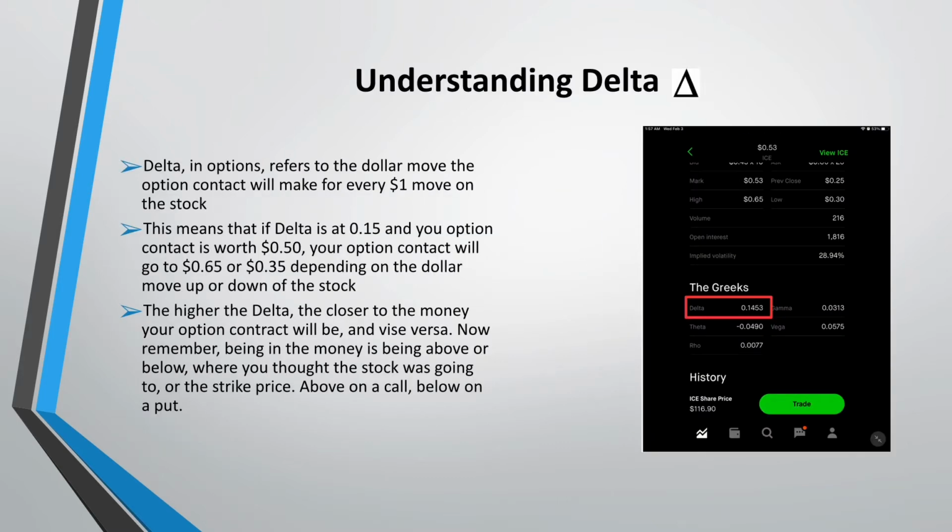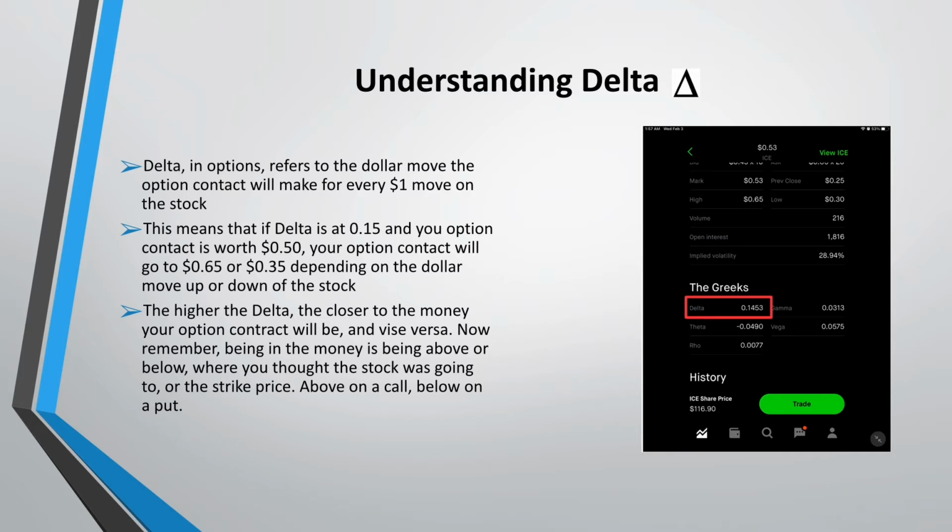All right, so what is delta? Delta in option terms refers to the dollar move that the option contract will make for every dollar that the stock moves up or down. This means that if the delta, let's say, is 0.15, because it will be represented in numbers. If the delta is 0.15 and your option contract is worth 50 cents, your option contract will go to 65 cents if it goes up a dollar, or 35 cents if it goes down by a dollar.